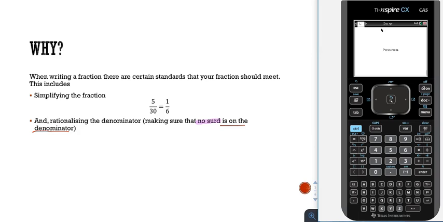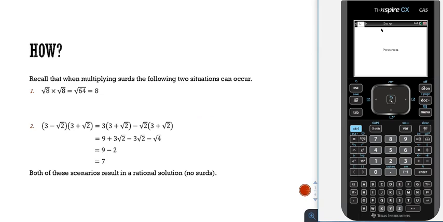What we don't want is to have a surd on the bottom of the fraction. So the denominator of a fraction should not be a surd, or should not contain a surd, in your end answer. The process of removing the surd from the bottom of a fraction to the top is called rationalizing the denominator. So how to do this?